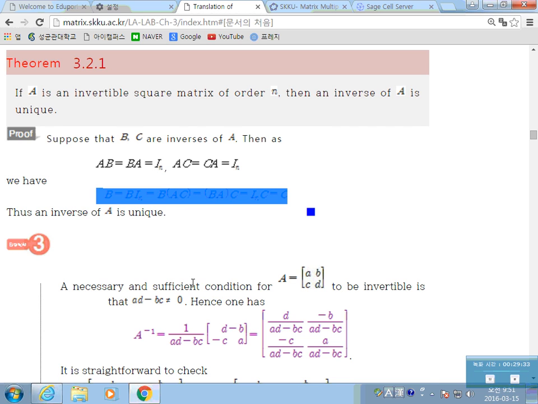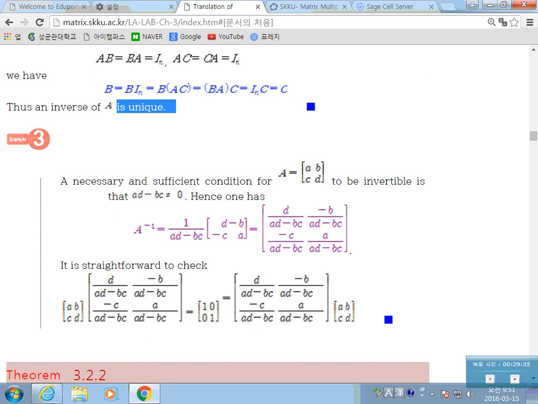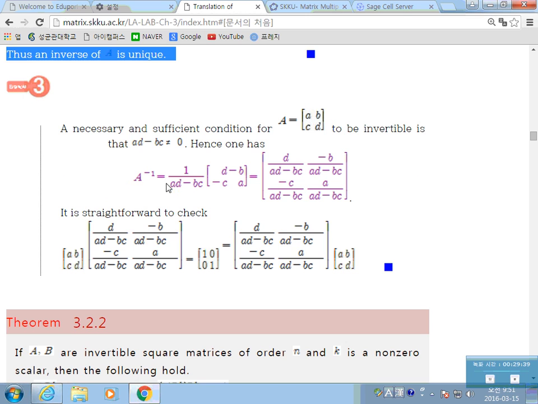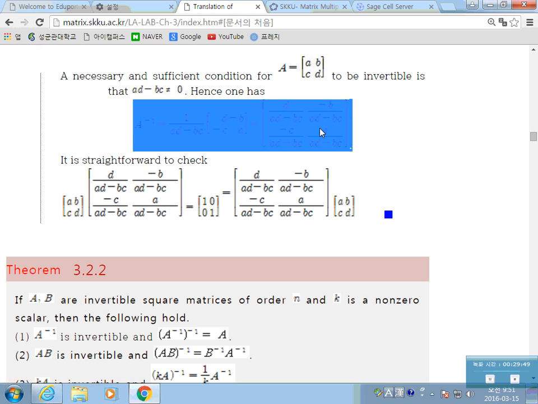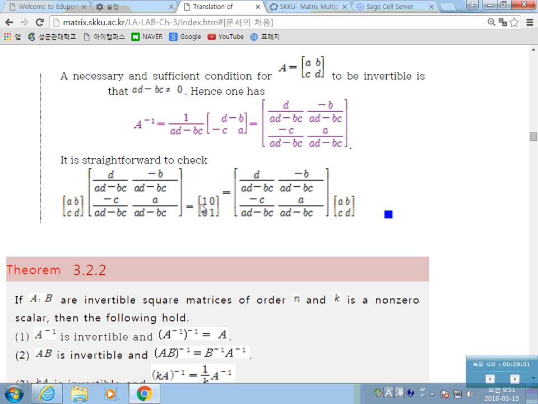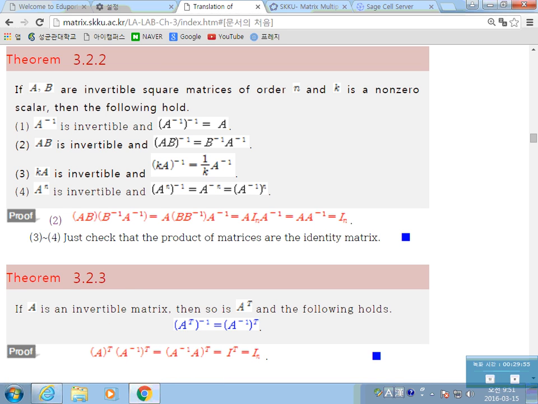That's why we write this inverse. Since the inverse matrix of a given one is unique, we write it as A inverse like this instead of B or C. You have learned that when you have a 2 by 2 matrix, A inverse can be found this way. If you multiply these two, you see this is the identity matrix. Inverse matrices have many nice properties.